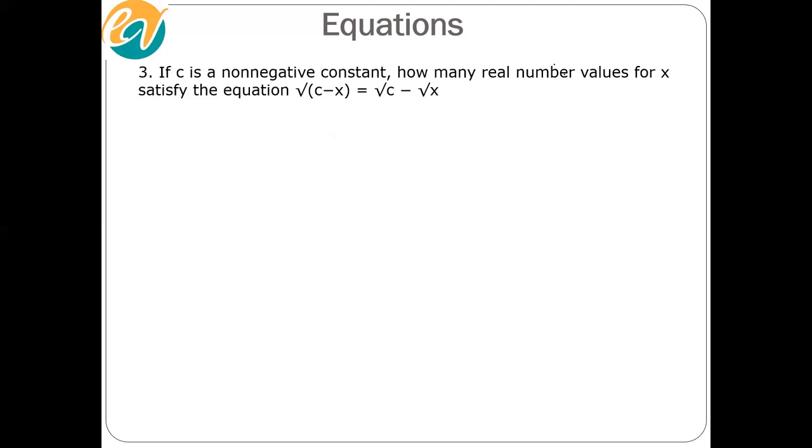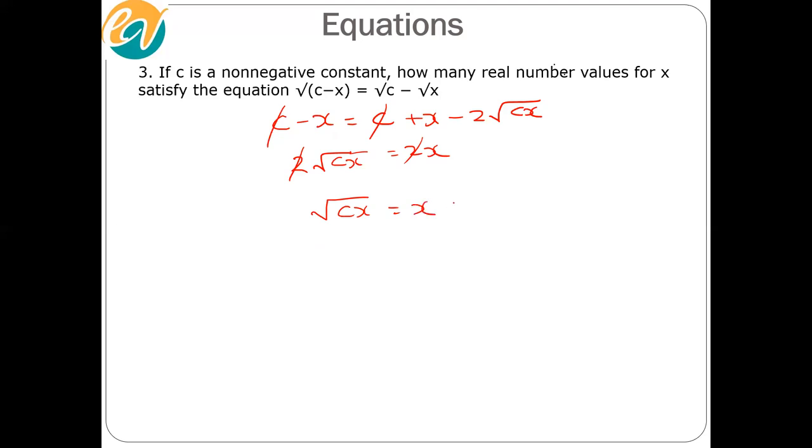So what's the first step we should do here? Square both the sides, right? So if we square both the sides, what do we get? Obviously, the square root gets removed. So c minus x is equal to c plus x minus 2 root cx. Well, c actually gets cancelled, right? Correct. So basically 2 root cx is equal to 2x. The 2 also gets cancelled. Very nice. So what do we have then?